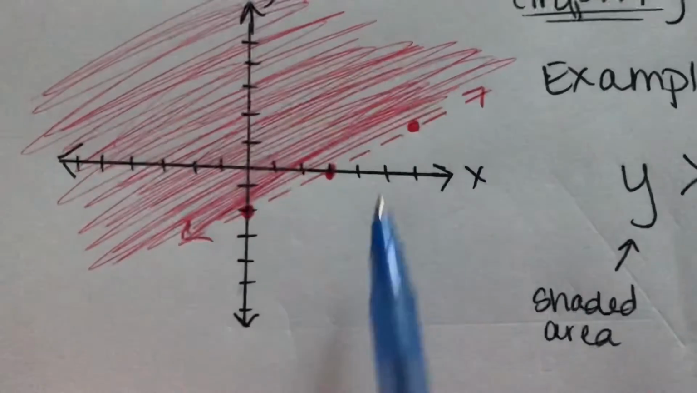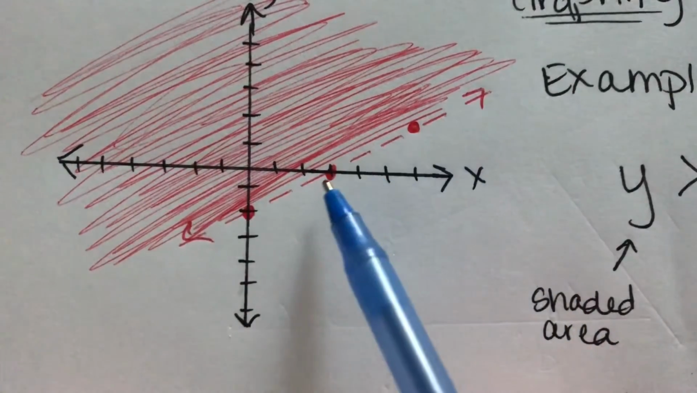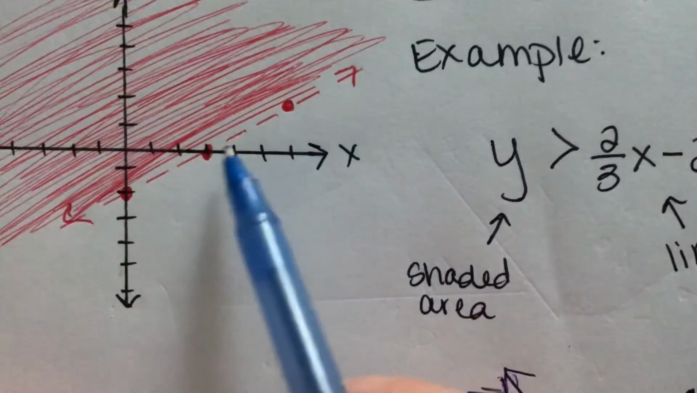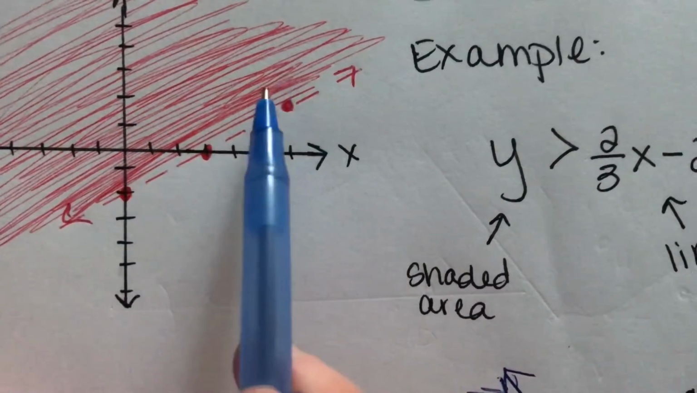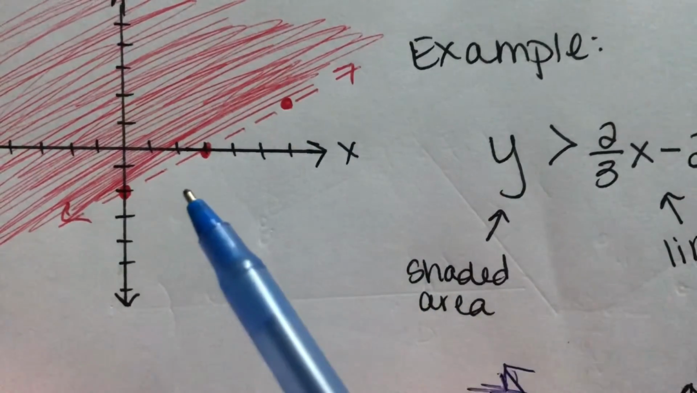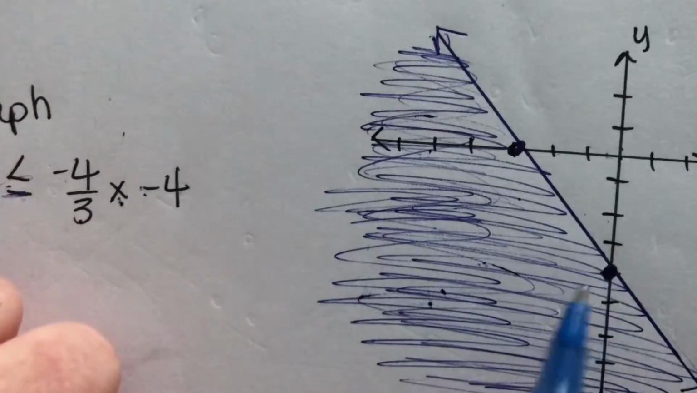So all the points in the shaded area and on the line would be solutions to this inequality. Up here, all the points in the shaded area but not on the line would solve this inequality. None of the points on a dotted line are solutions, only everything shaded above or below it, right? In this case, shaded above it. So dotted lines are not part of the solution. Solid lines are part of the solution.